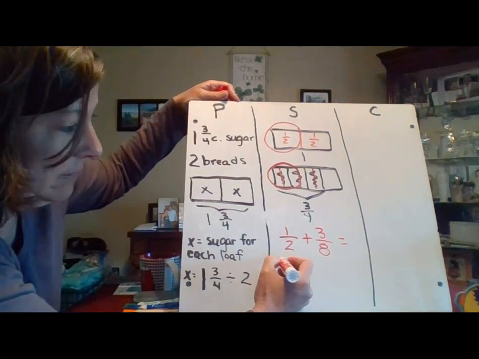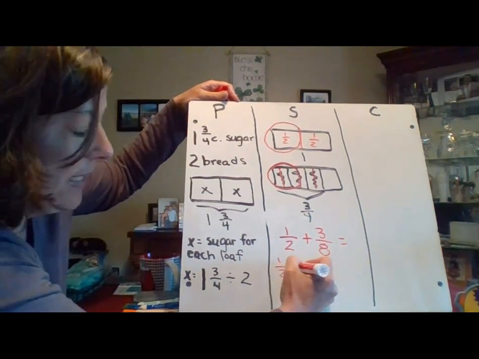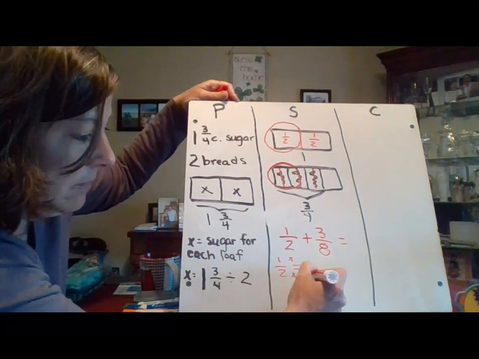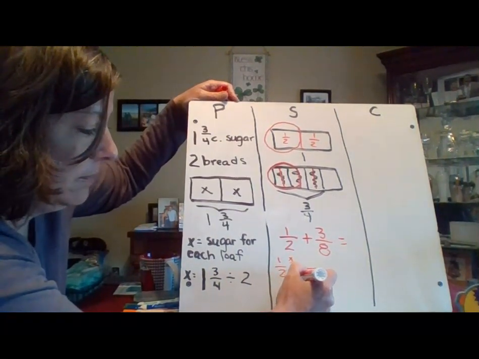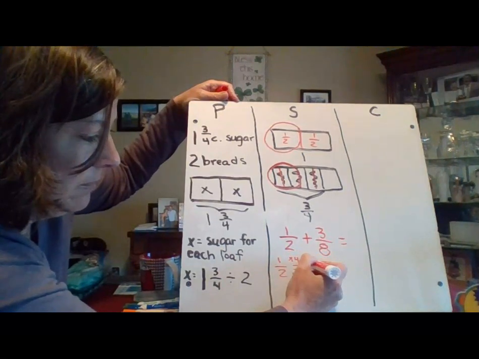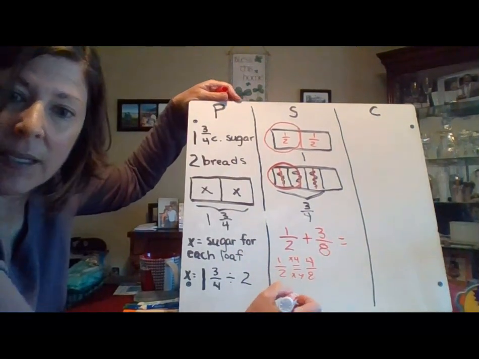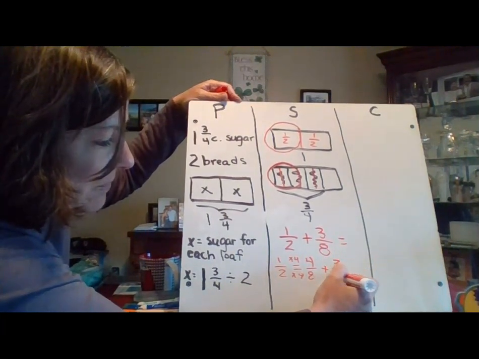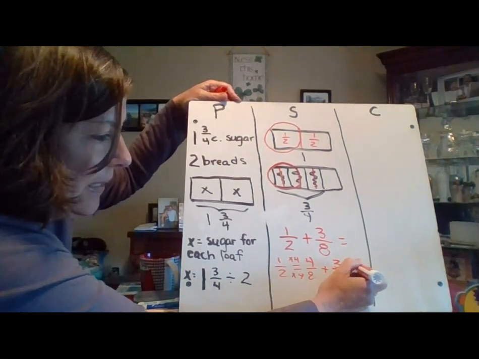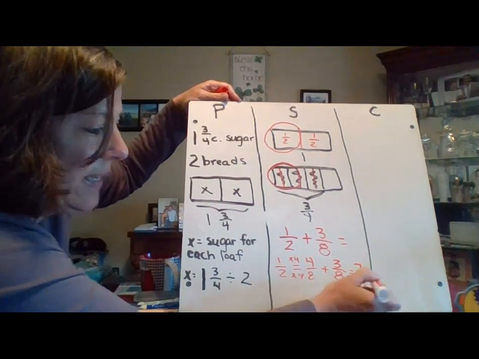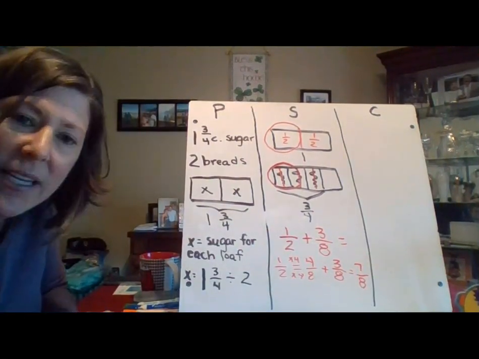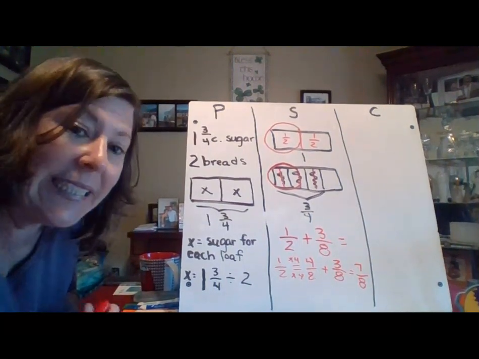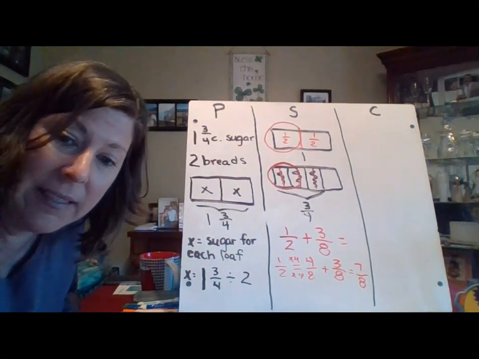1/2 is equal to 4/8 plus that 3/8 equals 7/8. So it would be 7/8 cup of sugar for each loaf of bread.